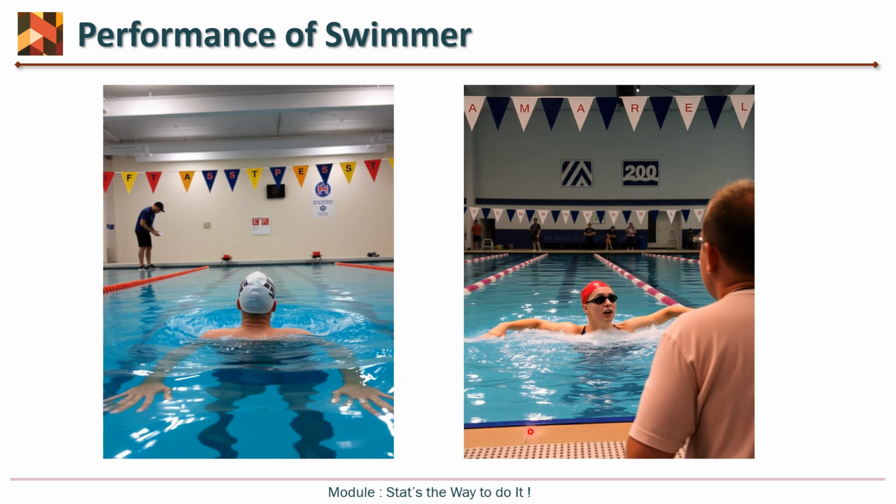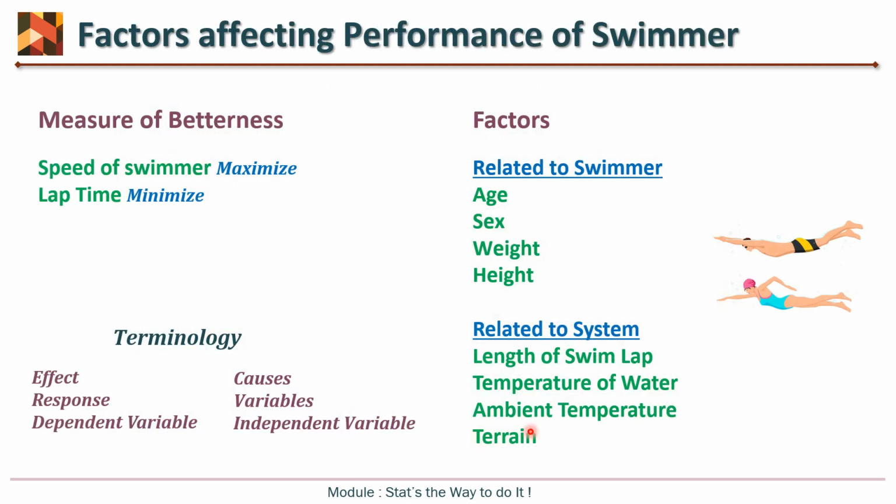So let us do the factor analysis. What are the factors which will affect the performance of the swimmer? Here you can see the entire categorization. On the left side, you can take speed of a swimmer, which is a function of time only, but we have selected lap time. If it is lap time, we will minimize it. If it is speed of the swimmer, we will maximize it. In today's case, we are selecting lap time. So our target is to minimize the lap time.